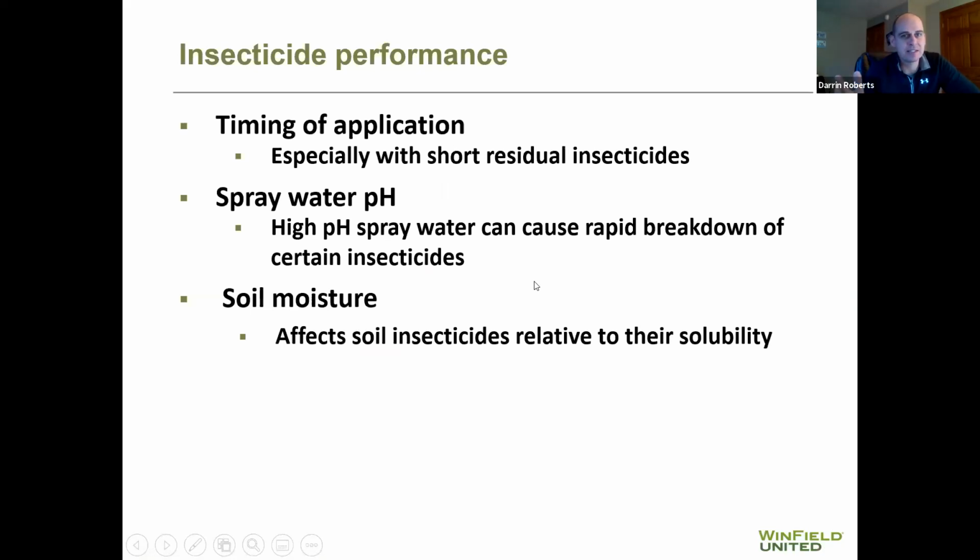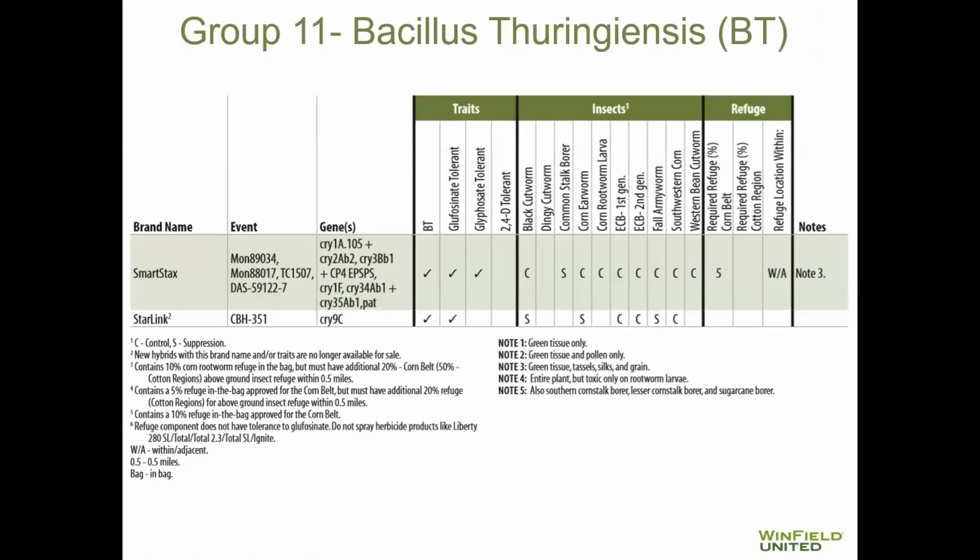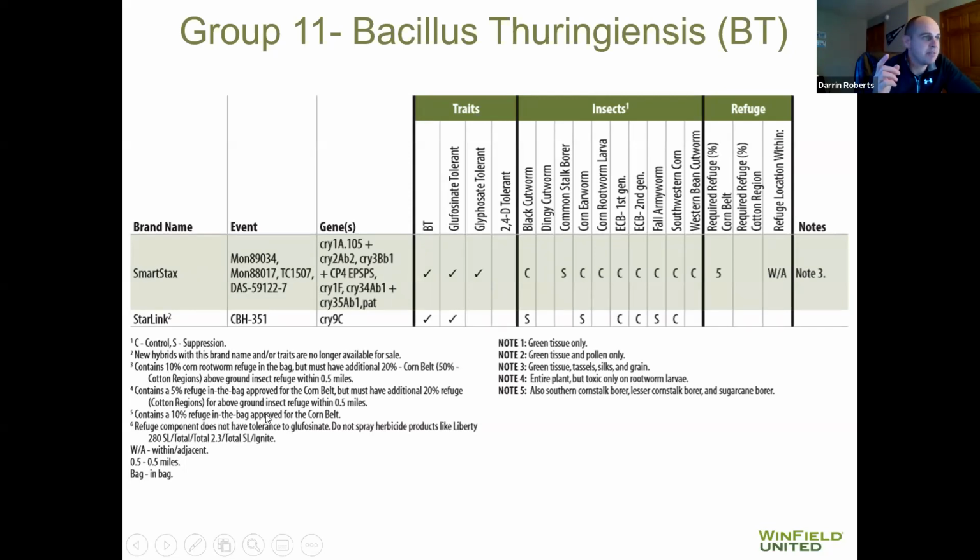As far as insecticide performance, yeah. Before we go on, I got a question sent in to me on the new Smart Stacks Pro and how that differs from the current BT proteins. Yeah, so Smart Stacks Pro, it'll still have that. It'll be paired up with the BT proteins, but it has its RNAi technology. And so it's basically changing how the insect, it inhibits the insect's ability to produce a key protein in its midgut.